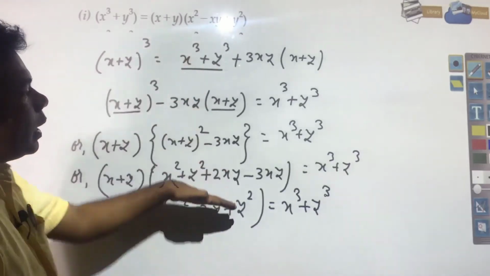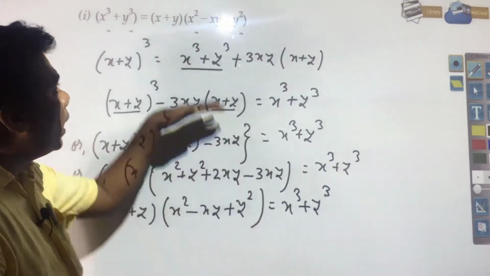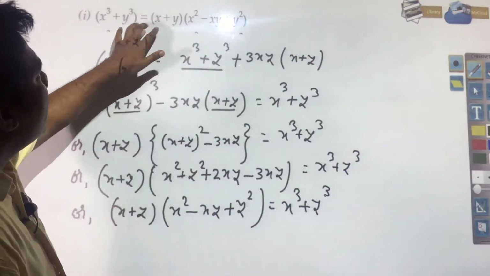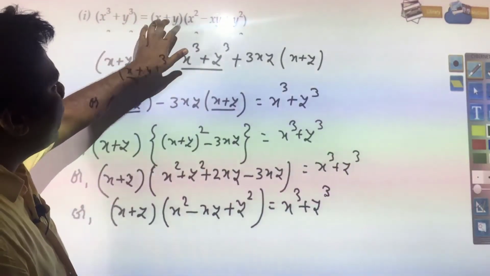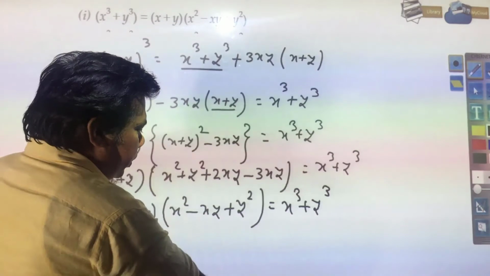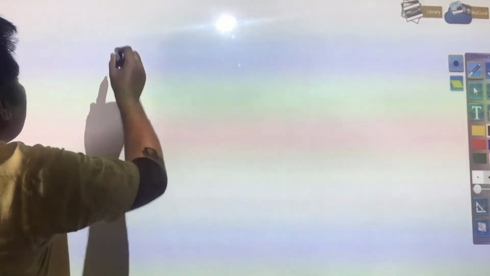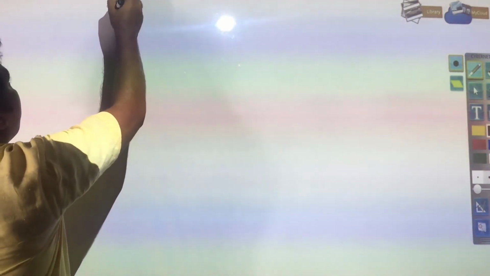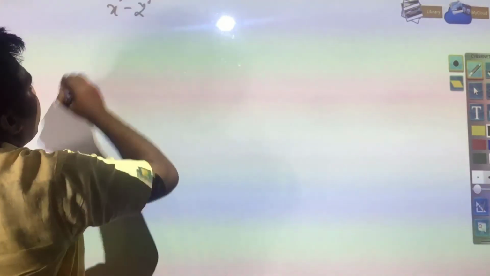So, in this way we can derive the formula by ourselves, and you must remember this formula because in factorization the same formula we are going to use. Next we will see x cube minus y cube.